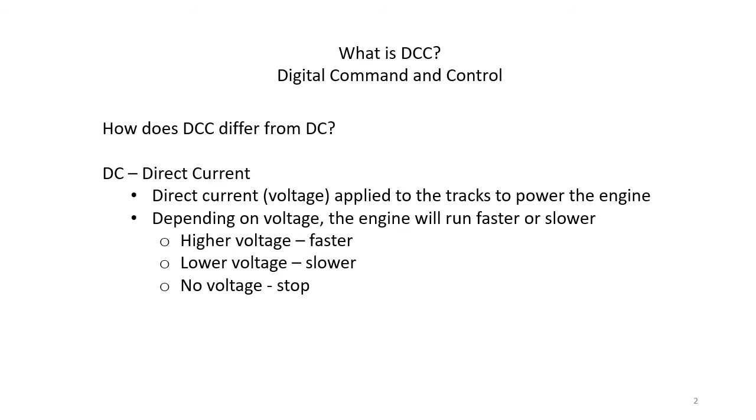So how does DCC differ from direct current? With direct current control of model trains, there's a steady voltage applied to the tracks, say plus 10 volts, plus 12 volts, plus 8 volts, and depending on the size of the voltage, the engine will either move faster or slower. If the voltage is removed, the engine will stop. So we've got this relatively steady voltage which will vary depending on what we want the engine to do.